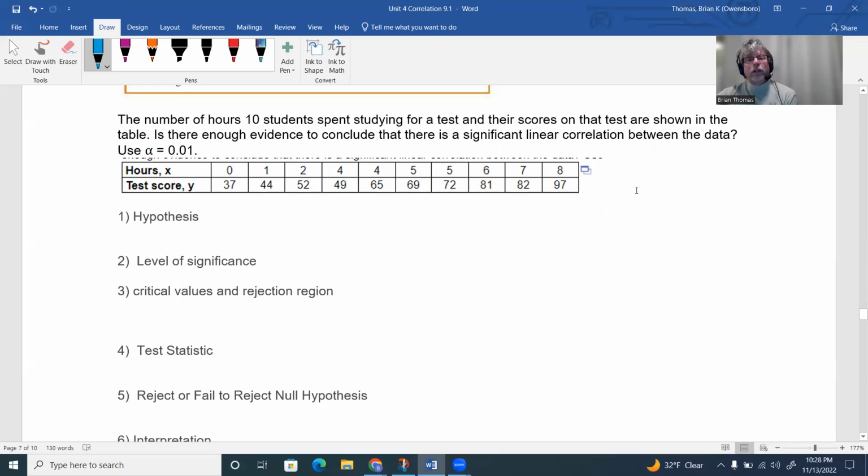Do you think that would be a relationship there? Do you think studying impacts a test score? Right now, I'm thinking, yeah, there should probably be some type of relationship. But the question is, is it linear?